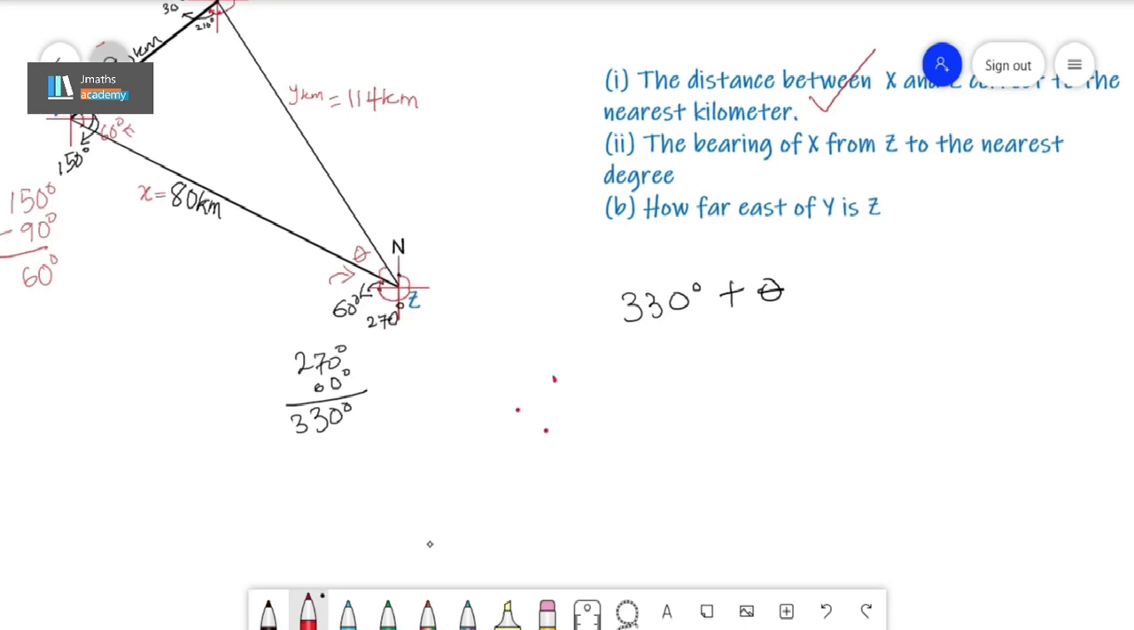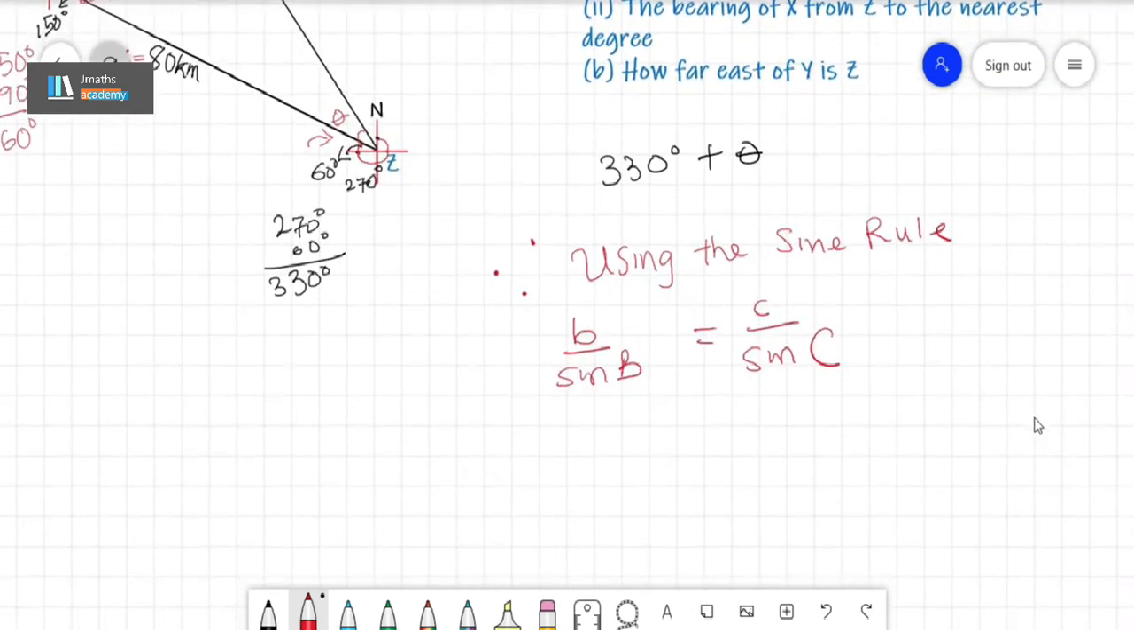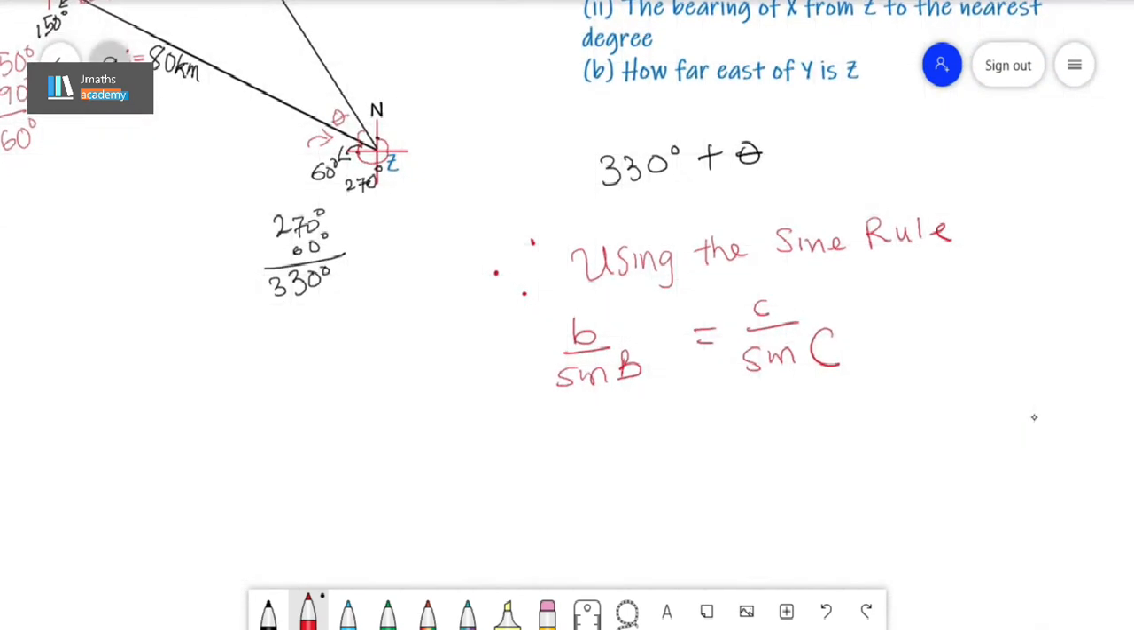So therefore, using the sine rule, we know to be b over sine b is equal to small c over sine c. So the same for this part of the question, we change the parameter. We know our b to be y, so we have small y over sine big Y is equal to small z over sine z.